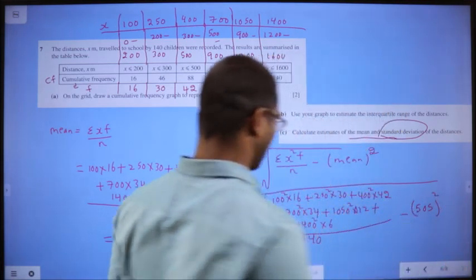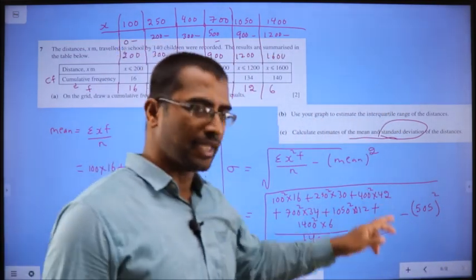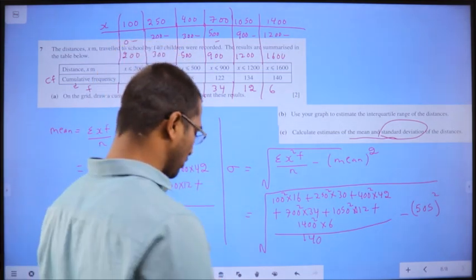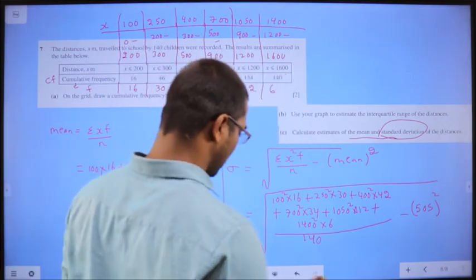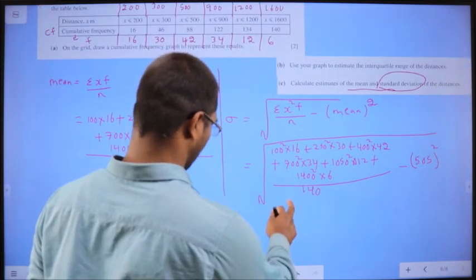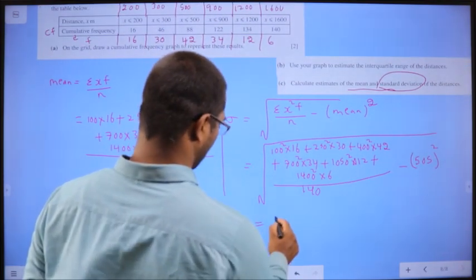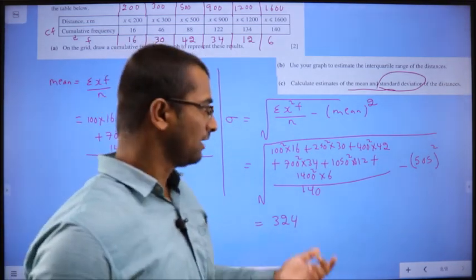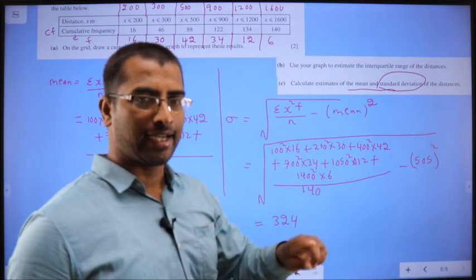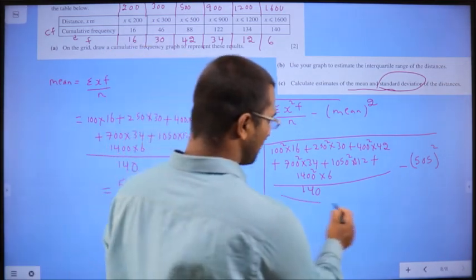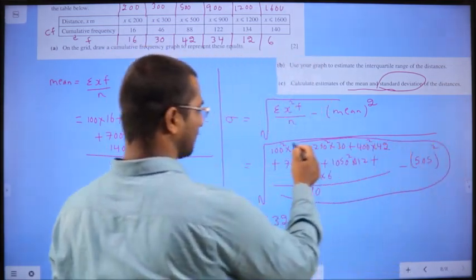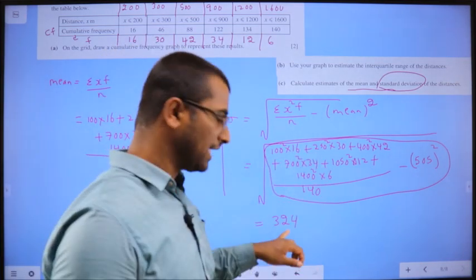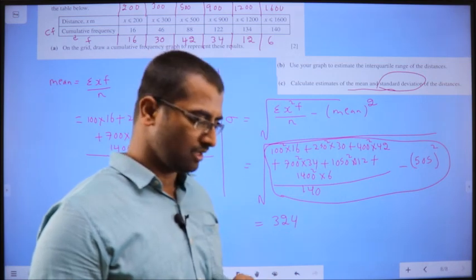Okay. Properly place this entire thing at once in the calculator. You get the answer to be 324. This is your standard deviation. If you couldn't put all this entirely at once in the calculator, first you calculate this part. Then whatever answer you get, do square root of the answer to get 324 as your result. Okay.